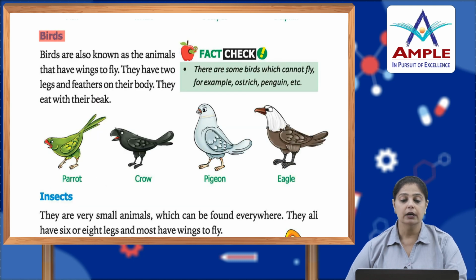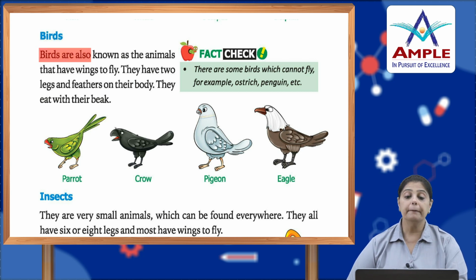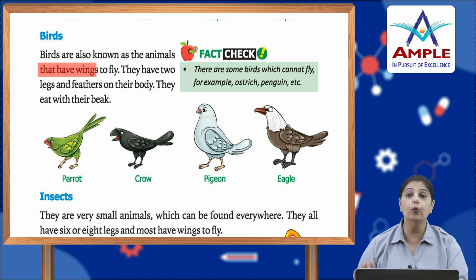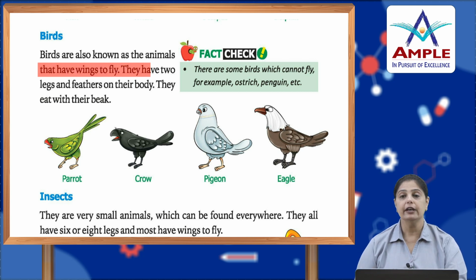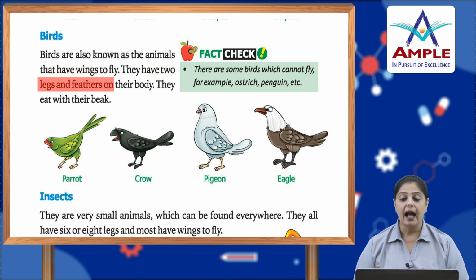Okay. Now, birds. Now, we have already seen different types of animals. We have also seen water animals. Let's talk about birds. They are also of the animal category itself. Okay. Birds are also known as the animals that have wings to fly. So, they have wings which help them to fly up in the air. They have two legs and feathers on their body. They eat with their beaks.